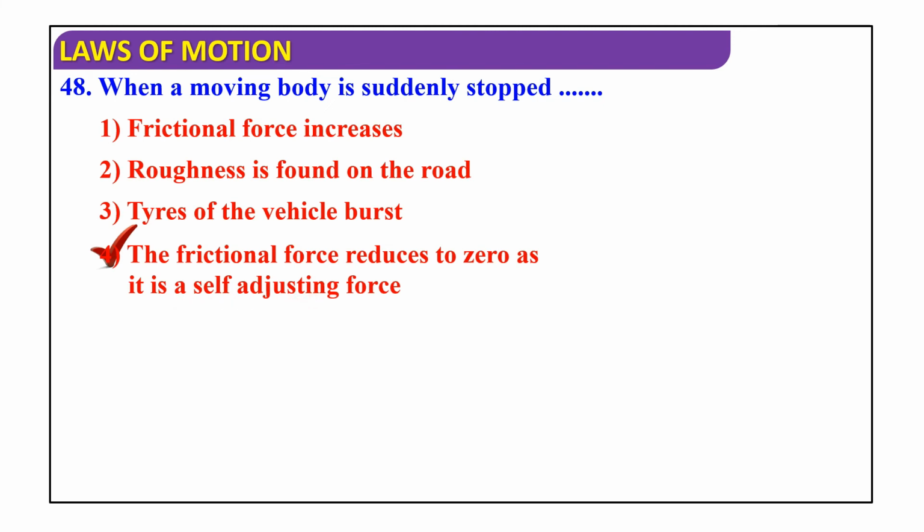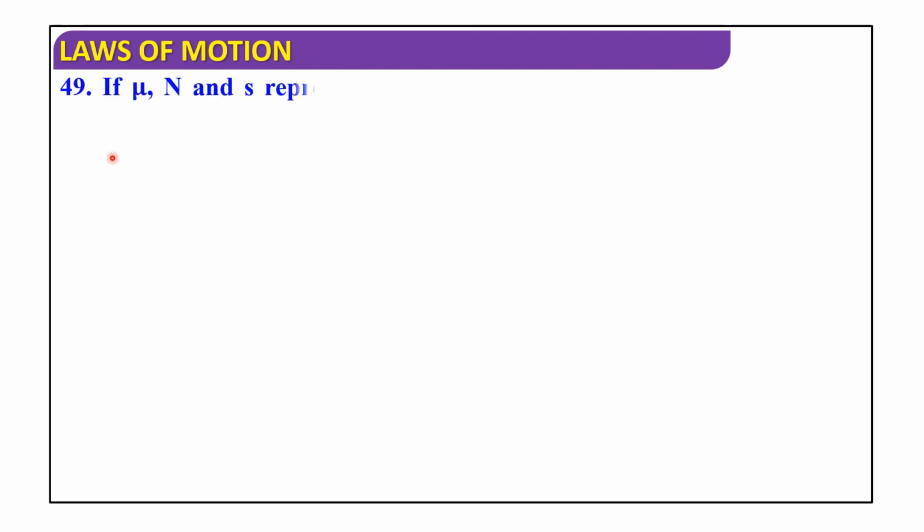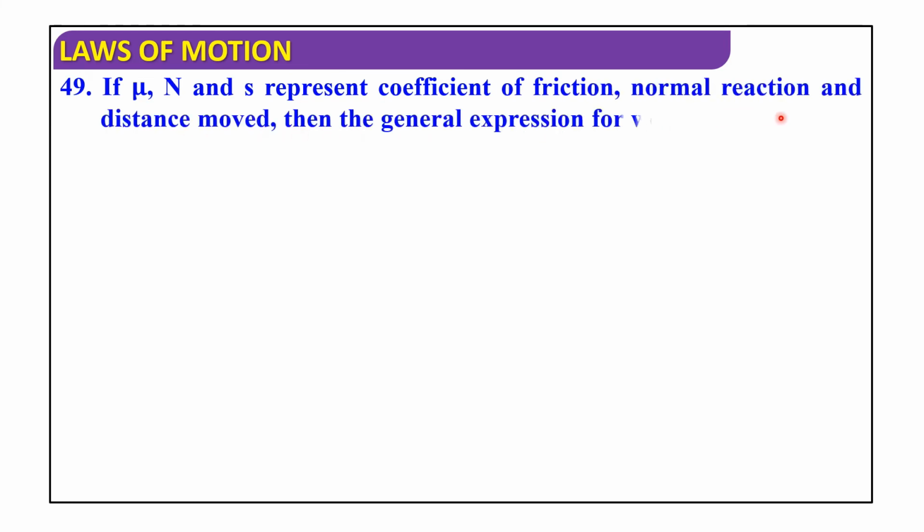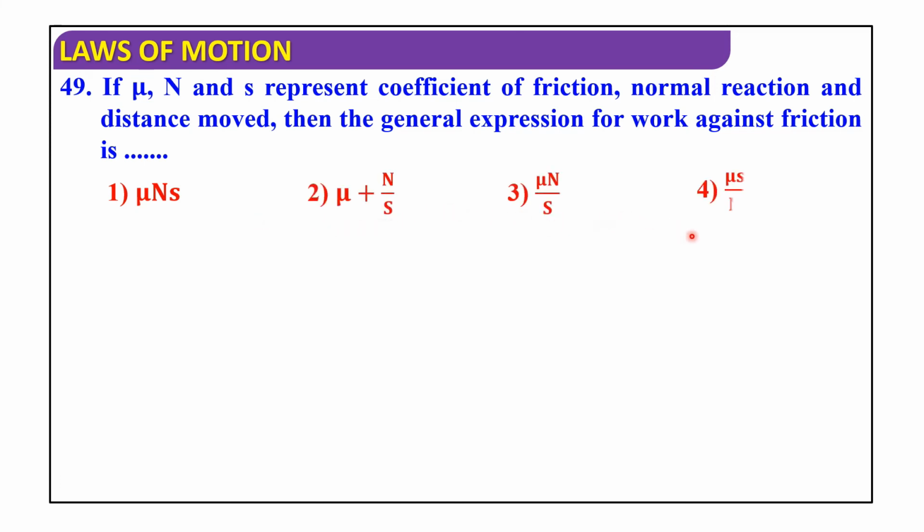Okay. Next, if mu, N and S represent the coefficient of friction, normal reaction and distance moved, then the general expression for work against friction is: mu N S, mu plus N by S, mu N by S, mu S by N. This is mu N S.